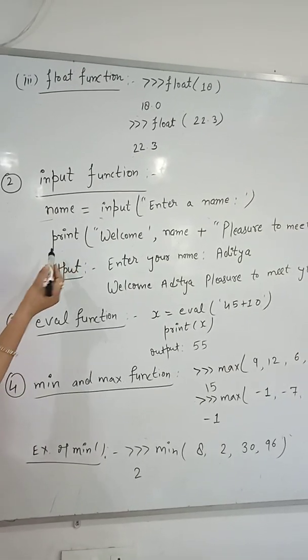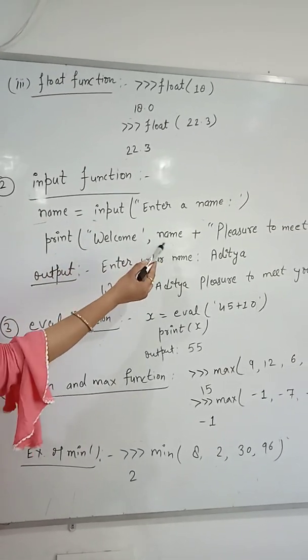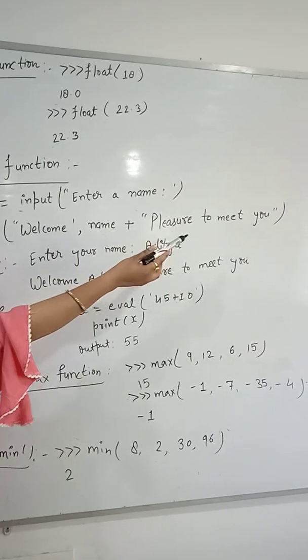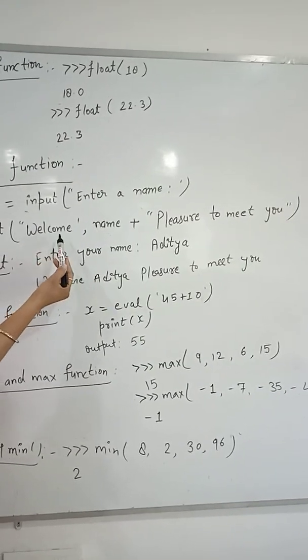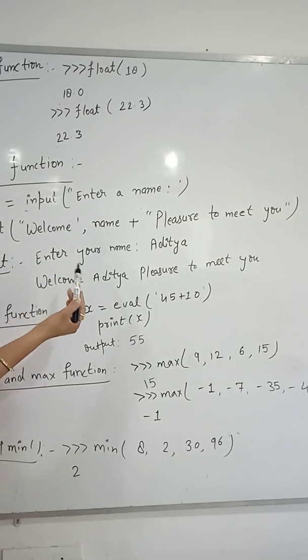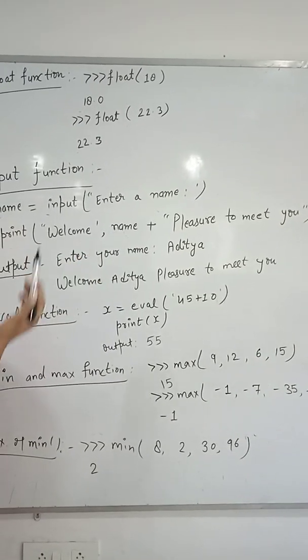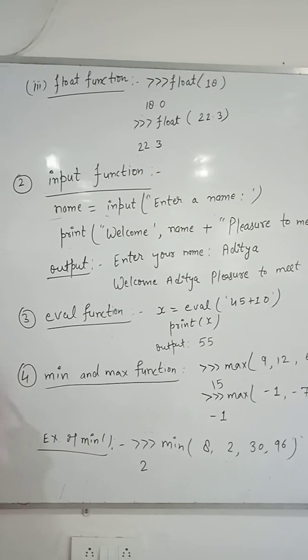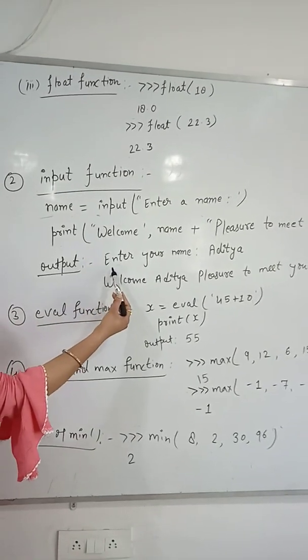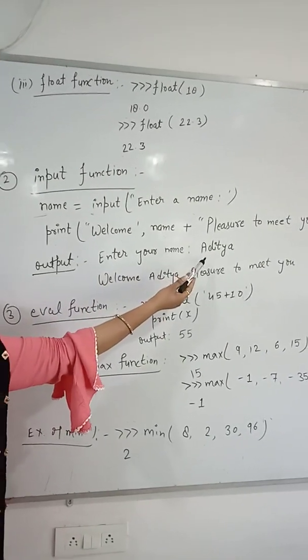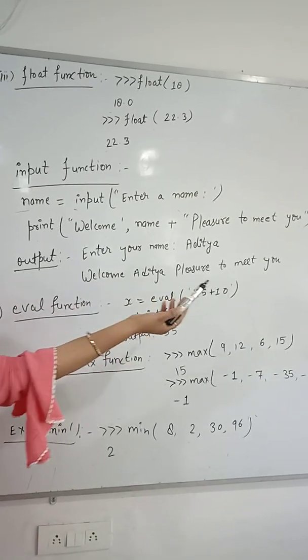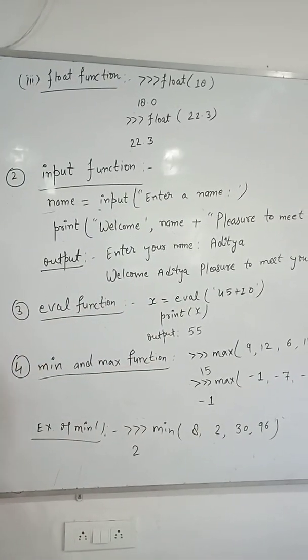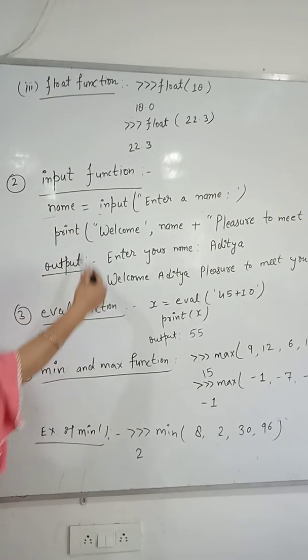Okay, so when we print "Welcome" + name + "pleasure to meet you", that means when we write it in double quotes, it will give the output welcome, the name entered by the user, and pleasure to meet you. So let's see the output here. Output will be: enter your name. Suppose you have entered Aditya, so the answer will be: welcome Aditya, pleasure to meet you. Okay, students, so this is the working of input function.